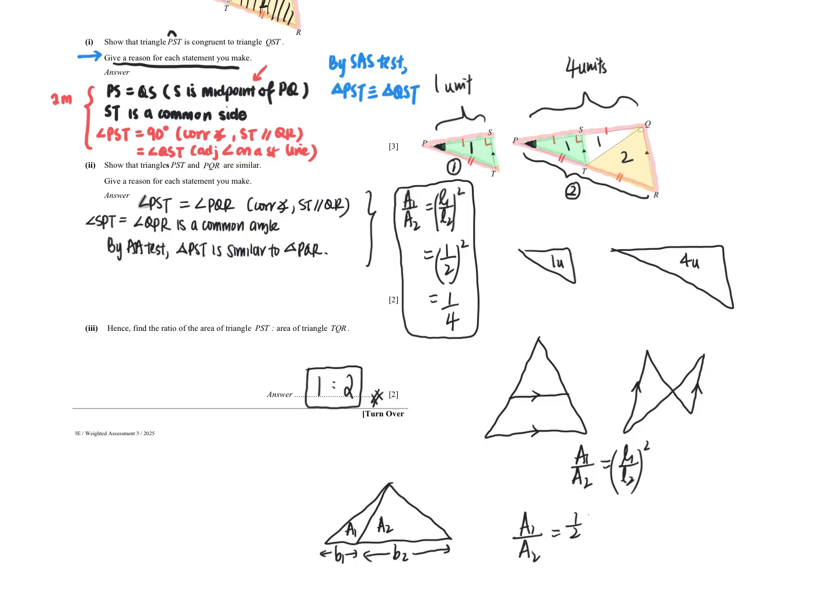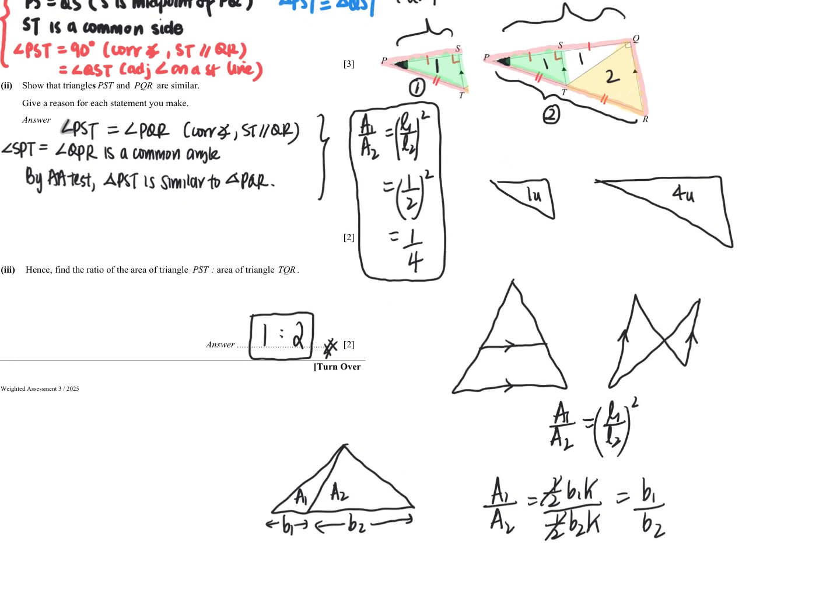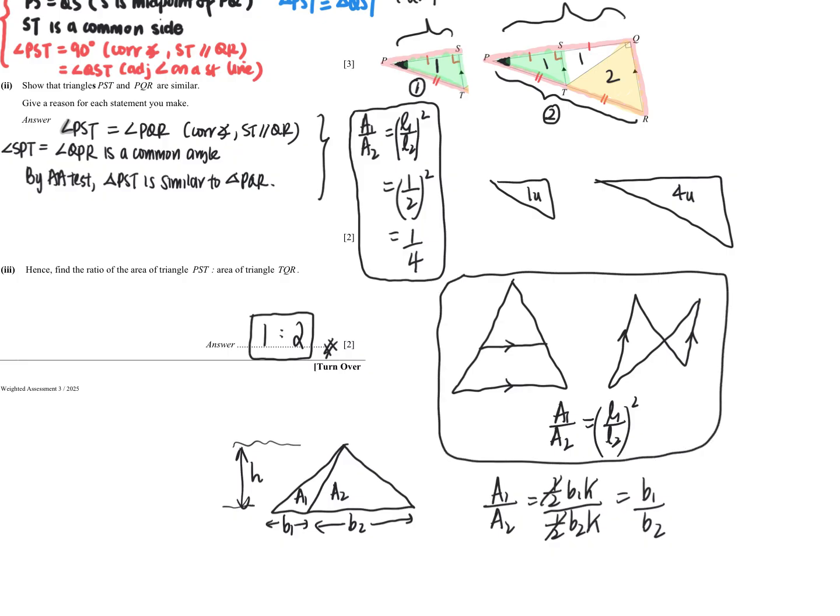Because of half base height, it will be the base, the ratio of their base only. So for this kind of triangle where the height is the same, to find the ratio of their area is the ratio of their base, that's all. But if it's this kind or this kind, similar triangles, you need to square. This one we learned before, just a recap.